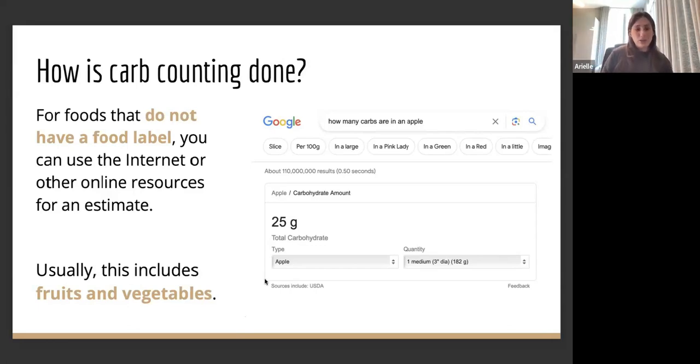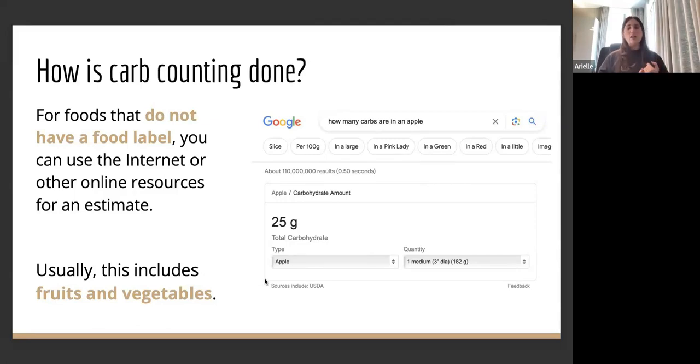I always like to say Google is definitely going to be your best friend with this. But again, if you've got a book or one of those apps, that works too. So Google, looking on the internet, and then just following rules of thumb for fruits and vegetables and things like that. Just follow a cup of fruit. For starchy vegetables, I think it's 1.5 cups of starchy vegetables.